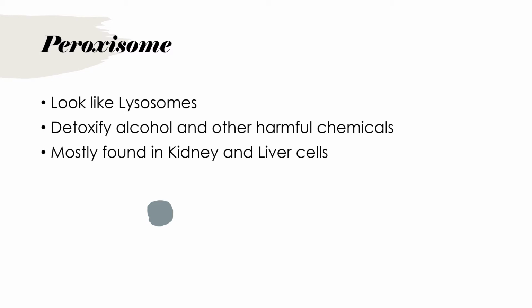Peroxisomes look a lot like lysosomes, and they just detoxify alcohol and any other harmful chemicals that make their way into the cell. These are mostly found in the kidneys and liver, so they can detoxify the alcohol.